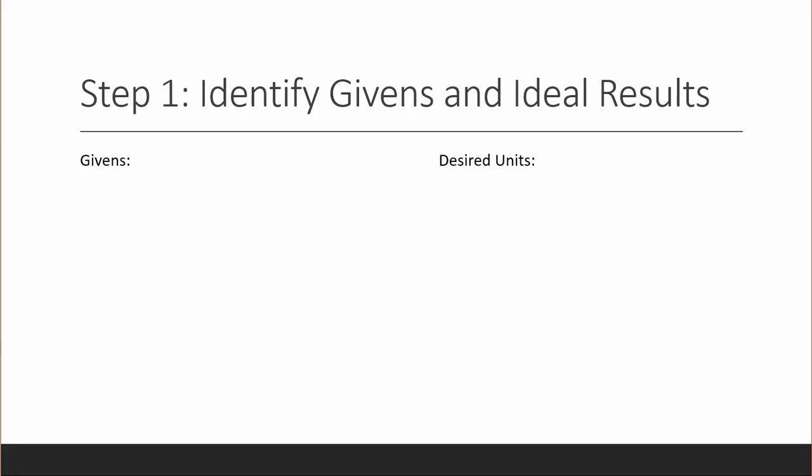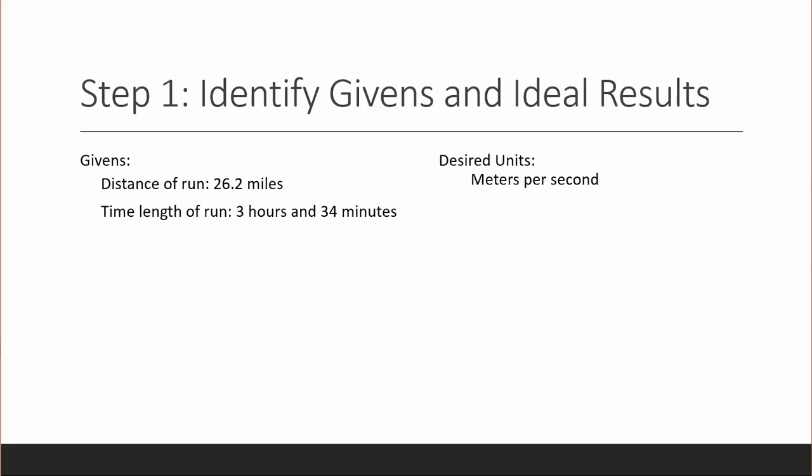First, we're going to identify our givens and our desired units for the end of this. So the units they gave us were a distance that the woman must run, 26.2 miles, and the time length in which she must do this run, 3 hours and 34 minutes. Then the units we want to have at the end of this are meters per second and miles per hour.